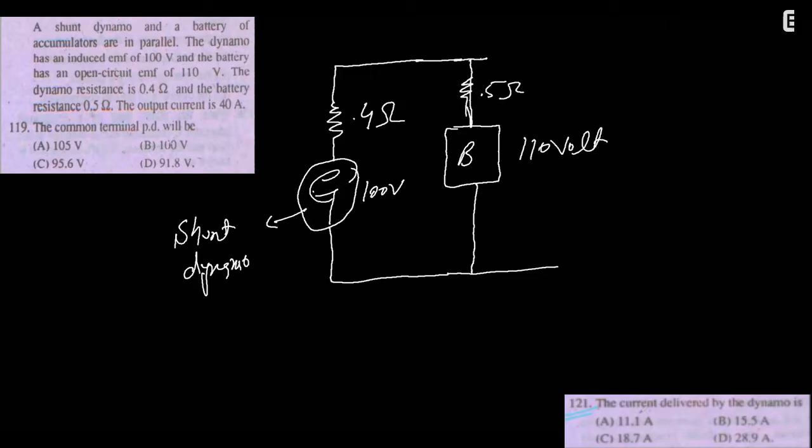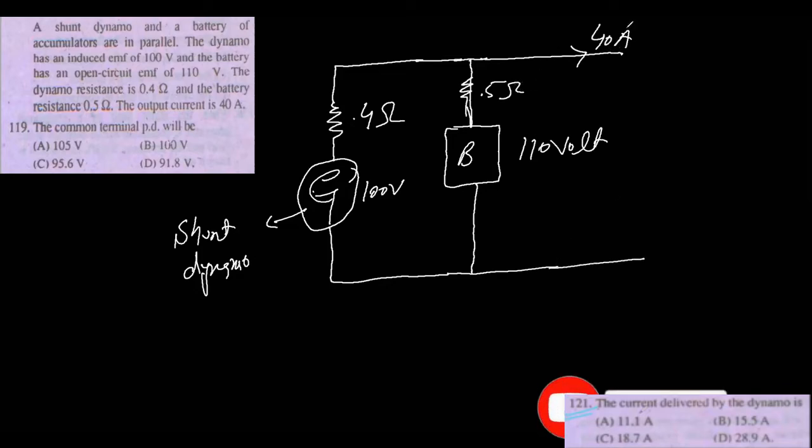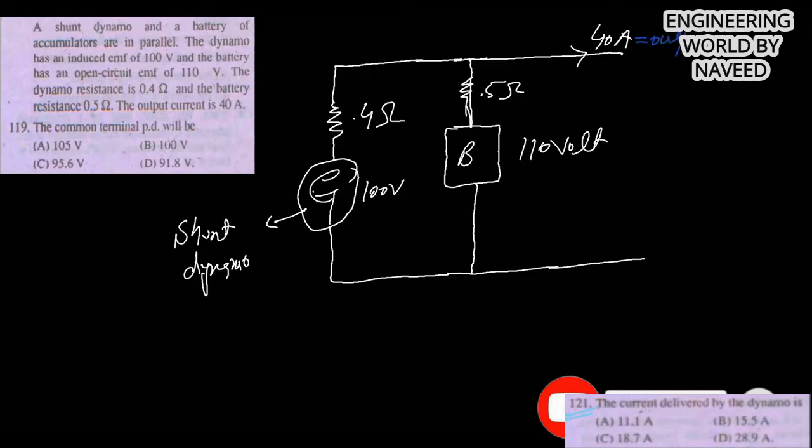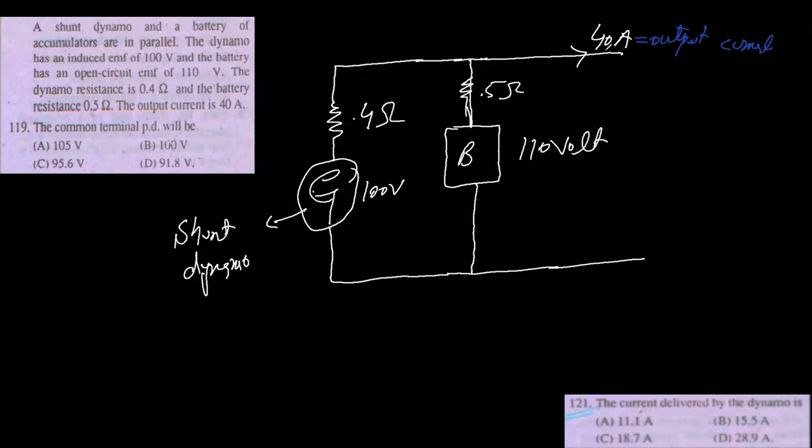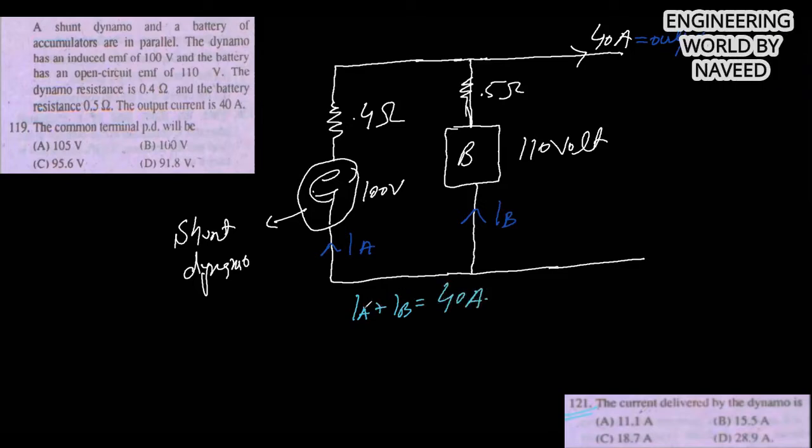Here the current is 40 ampere. So this is the output current, which is given to me, and that is 40 ampere. Let's say this current is IB and this current is IA. So one equation is IA plus IB is equal to 40 ampere. And let's say here we have the terminal voltage that is V.